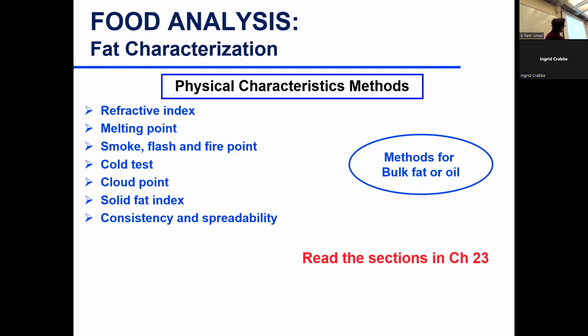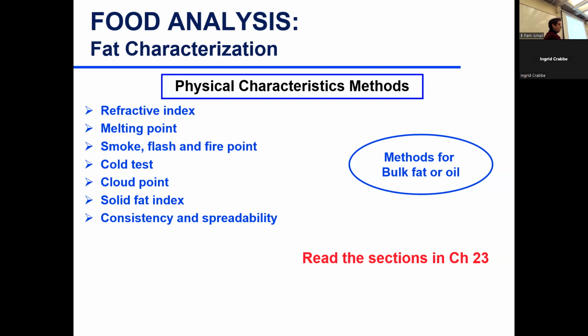Smoke, flash, and fire point, these are important to determine whether or not your oil is good for frying. For example, olive oil has a very low smoke, flash, and fire point, the temperature at which the oil smokes, or you start seeing a spark, and then it goes on fire. And that is characteristic, especially if you have virgin olive oil, for example, high in free fatty acid, that will cause a low smoke point, flash point, and fire point.